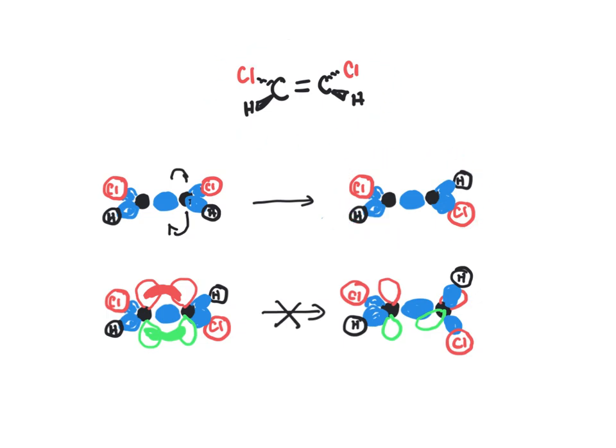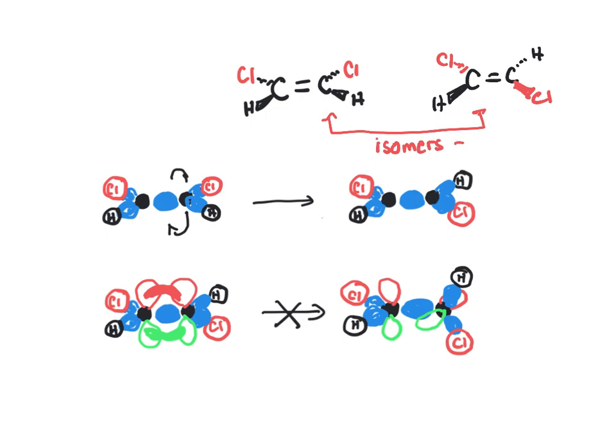So this molecule is different than this molecule, where I have one hydrogen in the front and one hydrogen in the back, and a chlorine in the front and a chlorine in the back. These two molecules are different from each other, and they are called isomers. So in particular, these are called geometric isomers.